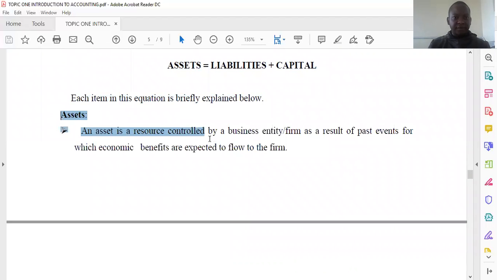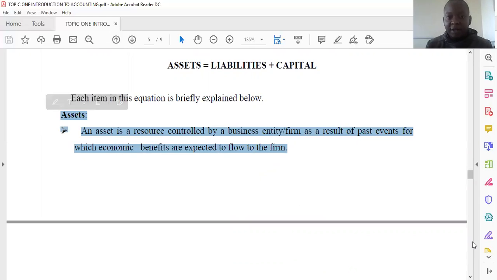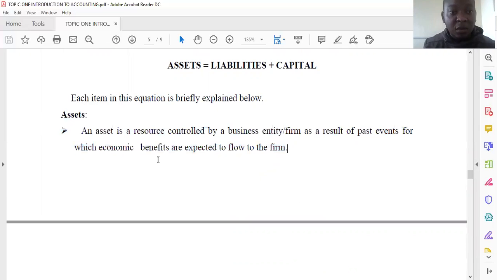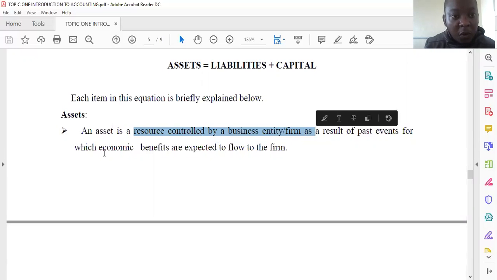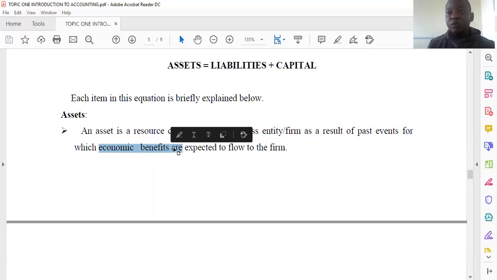So what is an asset? An asset is a resource controlled by a business entity or firm as a result of past events for which economic benefits are expected to flow to the firm. So that's a definition of an asset. One thing to note is that it's a resource controlled by a business whose economic benefits are expected to flow to the firm.